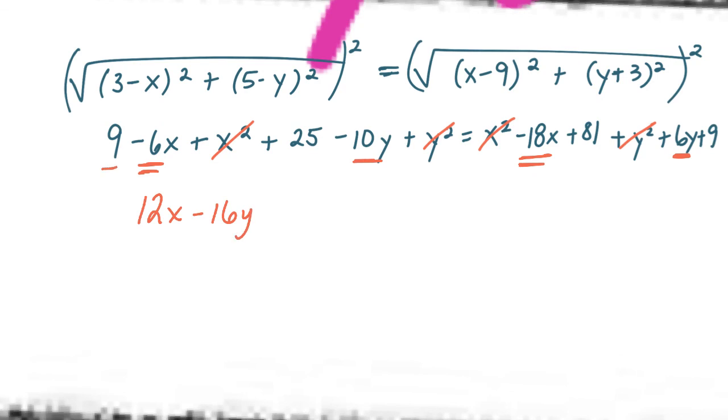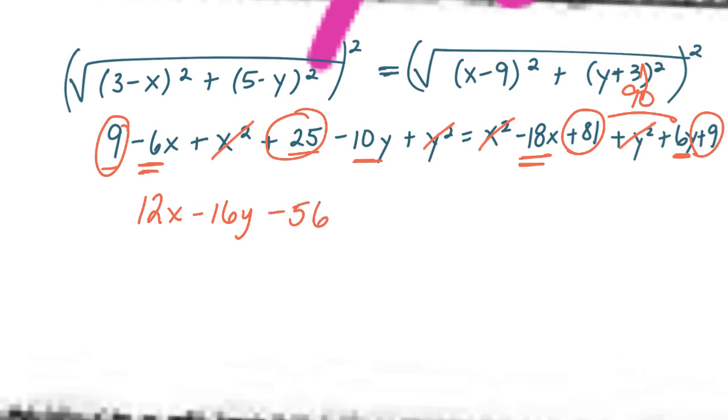And then I know 9 plus 25 is going to give me 34. Let me circle those. 9 and 25 is 34. And if I have 34 and I subtract, this adds up to be 90. If I subtract 90, it looks like I have negative 56. So they're actually looking for a line.